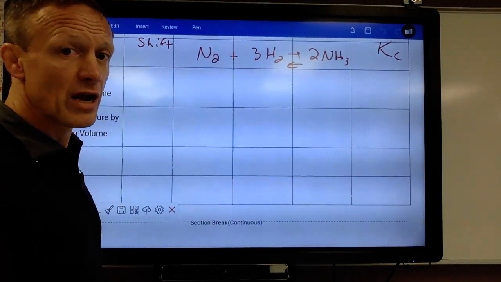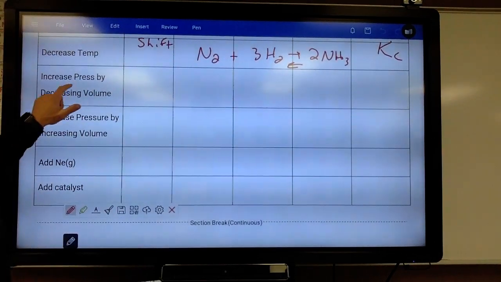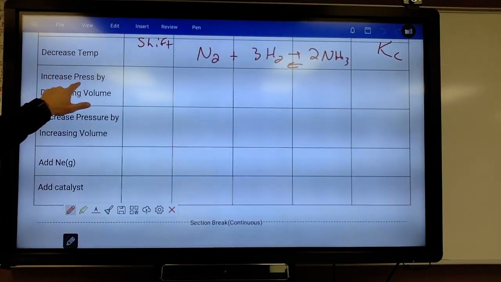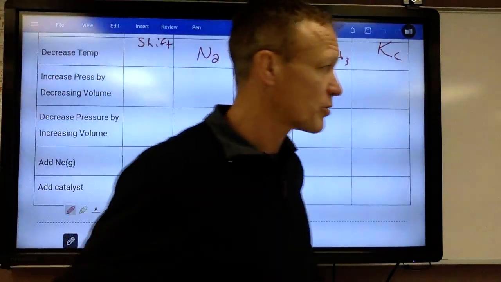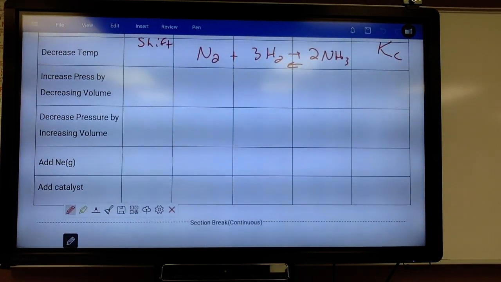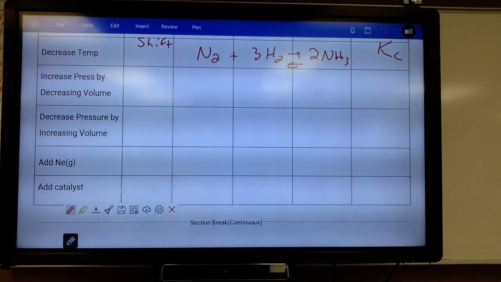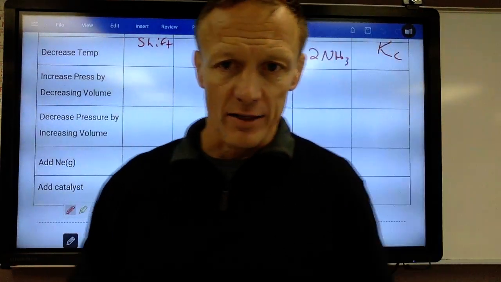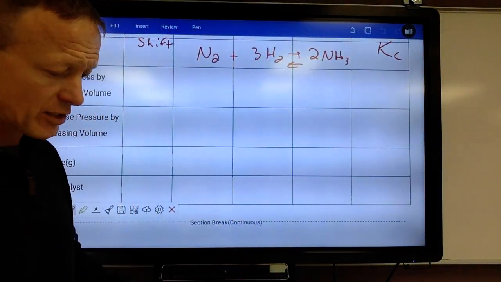All right, I want to get the reaction written back up there. So now we're going to increase pressure by decreasing volume. This only affects gases typically. It only affects things that are gases, but a lot of times we're dealing with gases.